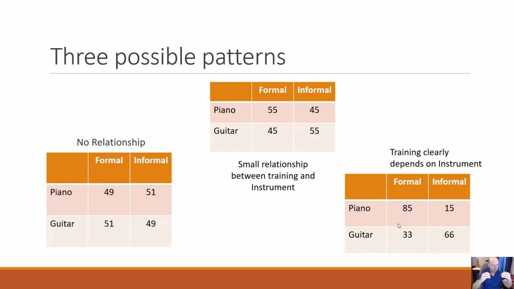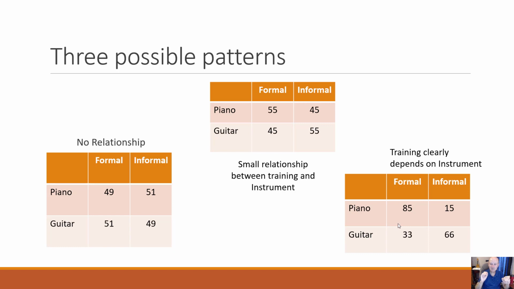There seems to be a separation happening here. There seems to be a relationship coming along. So in this case, more often piano players have formal training, more often guitar players have informal training. So there looks like there might be a relationship there. There's a small relationship. In the third data set on the right here, there's clearly a relationship.